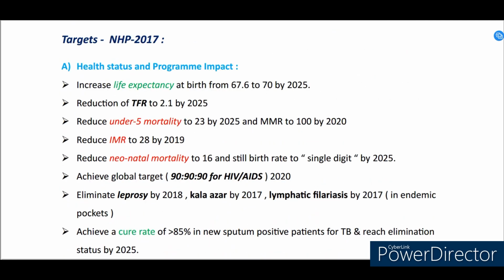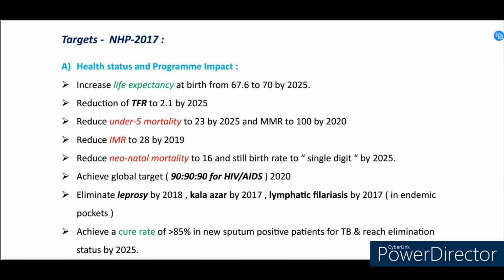These are some of the targets of NHP 2017. They are broadly categorized into three parts. To start with, health status and program impact: increase life expectancy at birth from 67.6 to 70 by 2025. Reduction of TFR to 2.1 by 2025. Reduce under 5 mortality to 23 by 2025 and MMR to 100 by 2020. Reduce IMR to 28 by 2019. Reduce neonatal mortality to 16 and stillbirth rate to single digit by 2025.